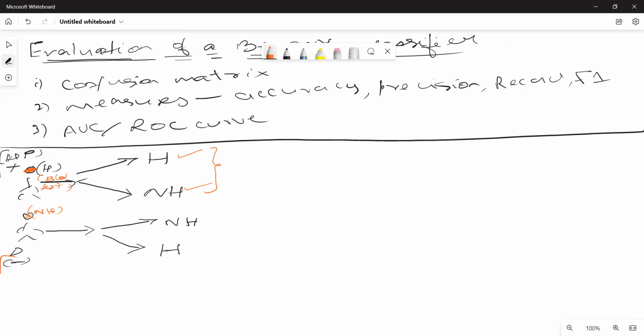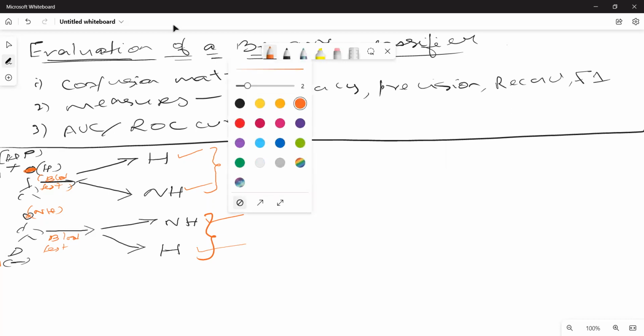Then we come to the second patient who is actually a diabetic person. When this guy does a blood test, the blood test can have two outcomes. The non-healthy person can be classified as non-healthy, or the unhealthy person can be classified as a healthy person. So you can have these four outcomes. Clear?